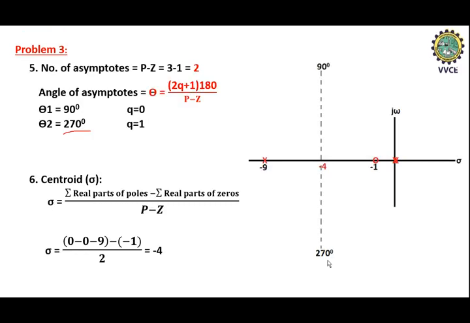In the next step, we can find the breakaway point. The poles at the origin cannot have the breakaway point at the same point. So it can have the breakaway point on any other root locus branch, that is between -1 and -9 in this problem.